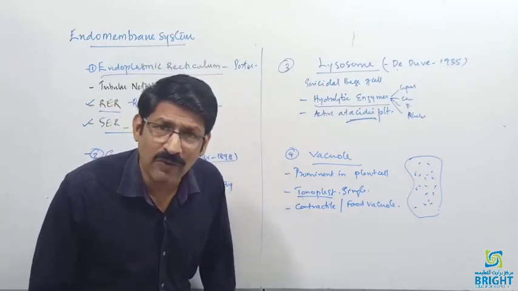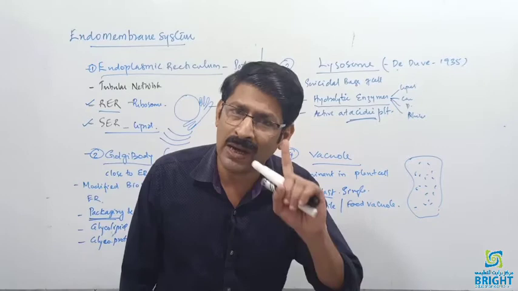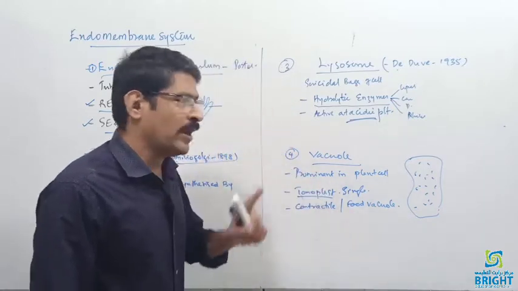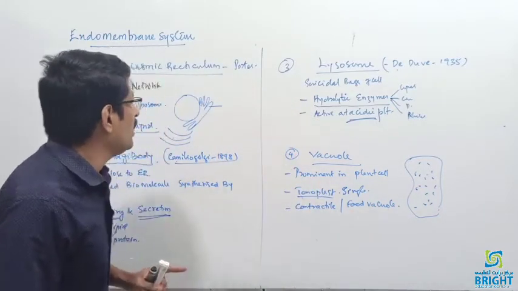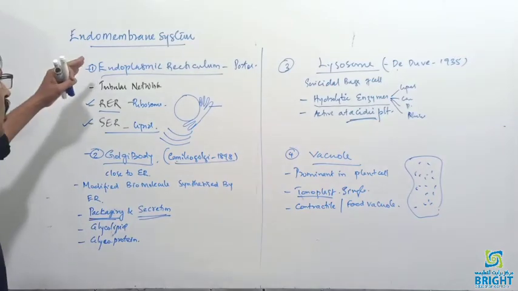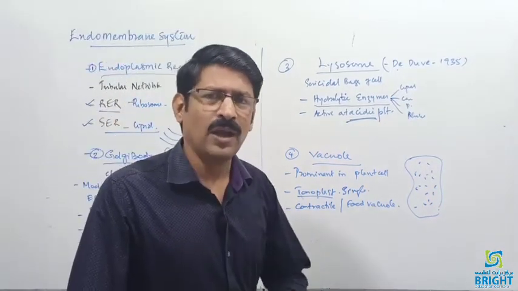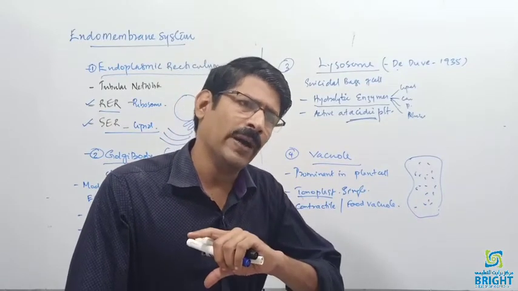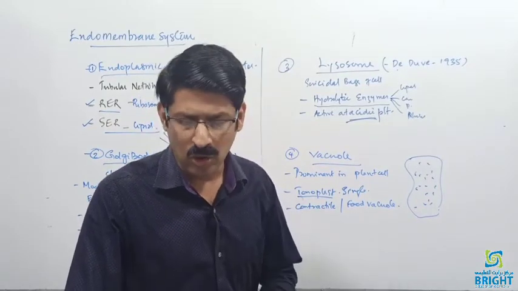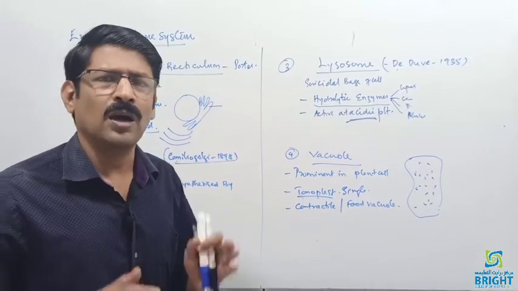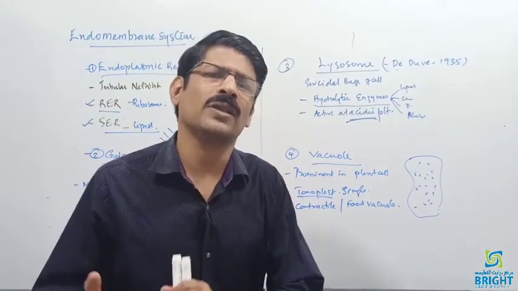The vacuole is covered with a single layered membrane, and that is called the tonoplast. So this is part of the endomembrane system: endoplasmic reticulum, Golgi body, lysosome, and vacuole. Next we are moving to discuss the mitochondria and chloroplast. Mitochondria and chloroplast are two semi-autonomous cell organelles.